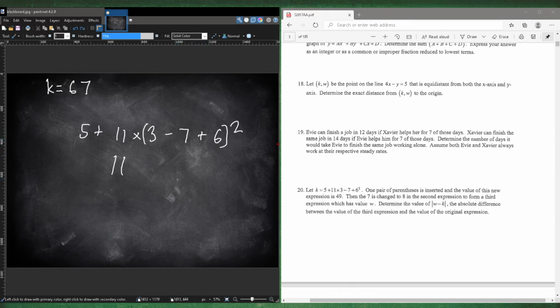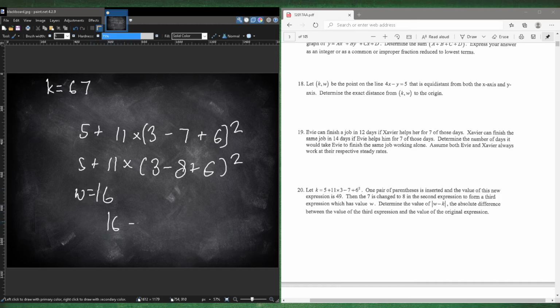Okay, so now we know where the parentheses is, using process of elimination and some logic. And now they changed the 7 to an 8, so it's going to be 5 plus 11 times 3 minus 8 plus 6 squared. So this is going to be negative 5 plus the 6, which is 1. 1 squared is 1 times 11, which is 11, plus the 5 is 16. So that means your w is 16.